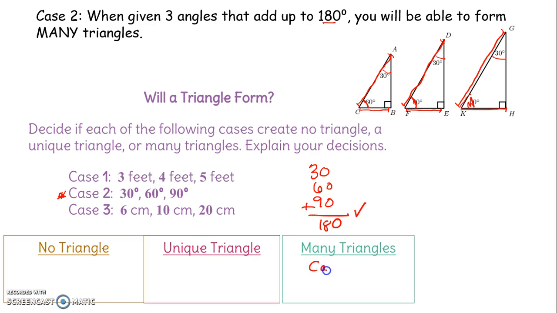Absolutely. So case 2 has many triangles, and what you say, it's because the 3 angles add up to 180. I can blow up those sides proportionally, and the sides will still meet at the same angles. So we can change the side length, but if you're given a 30, 60, 90, you'll have many triangles that can be created. All right, let's look at case 3.